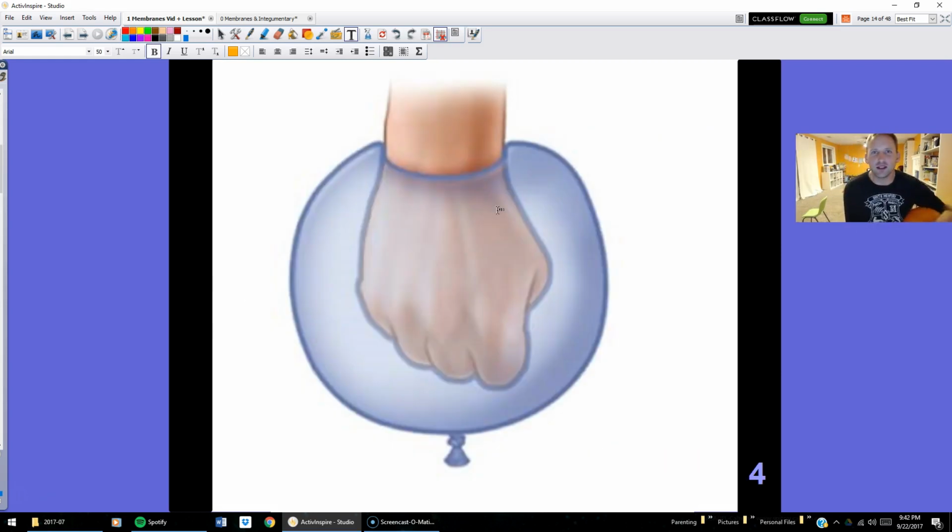So I was trying to find my children's balloons, and I can't find them anywhere. We always have balloons. Balloons are like the best toy ever. But I'm going to use this in class. I hope this makes more sense in class with an actual balloon.